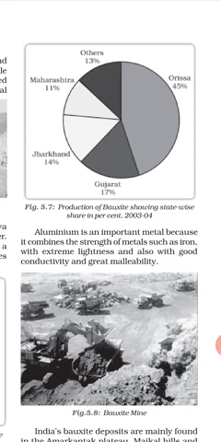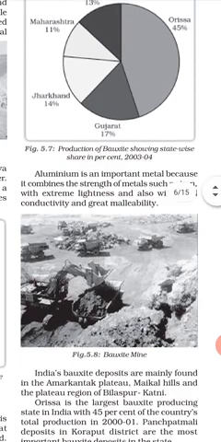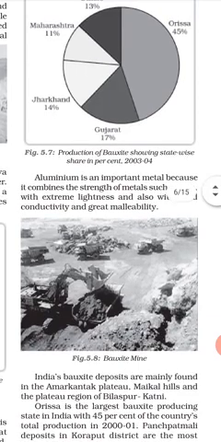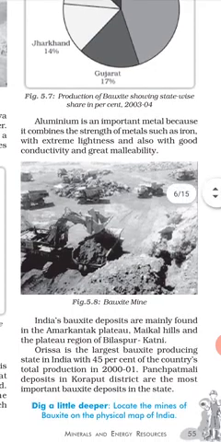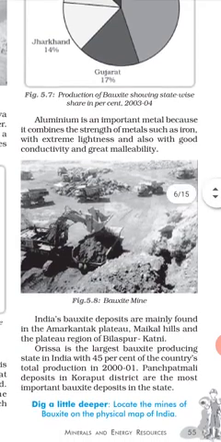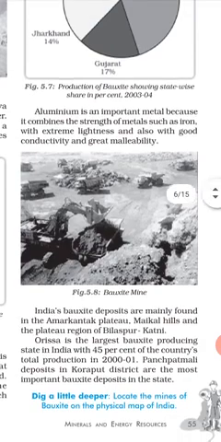And this is the diagram of bauxite, according to 2003-04. Earlier we have read that aluminium is the refined form of bauxite. Aluminium is an important metal because it combines strength like metals such as iron, and moreover it is very light in weight. It also has good conductivity and great malleability.